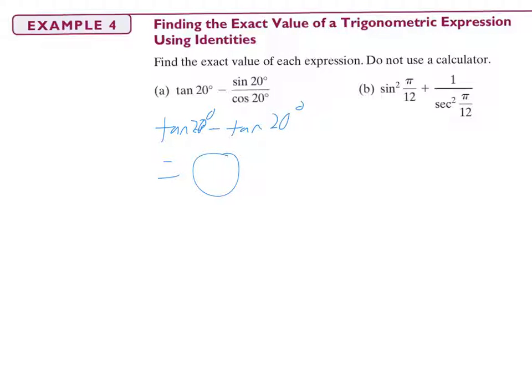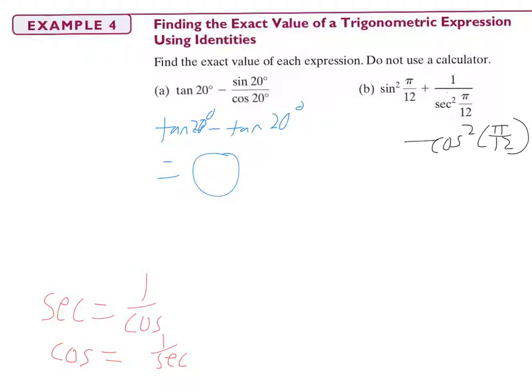Now for part B. We know secant is 1 over the cosine. Likewise, cosine is 1 over the secant. So 1 over secant squared would be cosine squared of pi over 12. And then sine squared of pi over 12 plus cosine squared of pi over 12. We have sine squared plus cosine squared, which gives us 1.